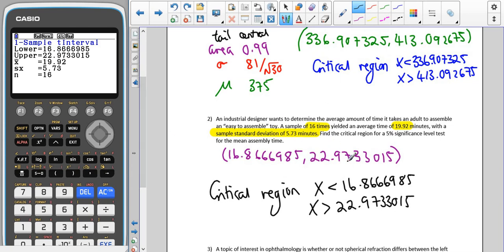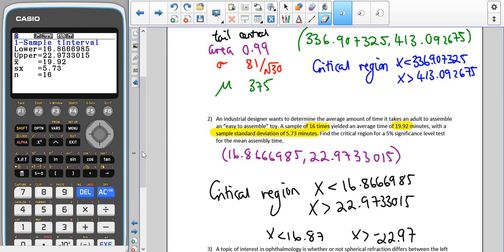Values here seem to be given to two decimal places, so we could have that X is less than 16.87, and we could have that X is larger than 22.97.